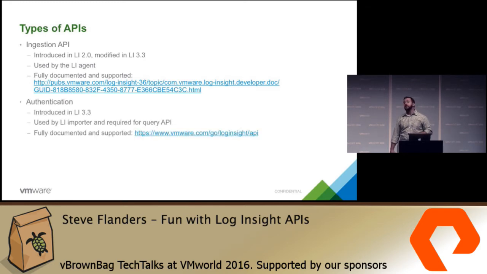Now, we have an authentication API that was introduced in Login Site 3.3. This allows you to authenticate with Login Site, and then you could issue other API requests. As it turns out, for ingestion, you do not need to authenticate. Think about syslog. If you were to send a syslog message to a Login Site instance, you don't need to authenticate. So the authentication API is really for other types of API calls you're going to make.